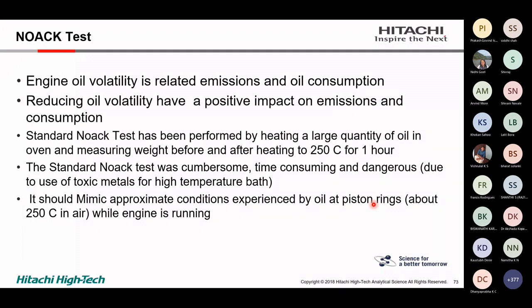Engine volatility is determined at 250 degrees Celsius for 1 hour. Now, the NOAC test is related to the Euro norms, that is, the emission norms. Nowadays, we hear that all vehicles manufactured in India should follow the Euro 6 or Bharat 6 norm. To ensure that the lubricant being used follows those norms or not, the test is performed by TGA.